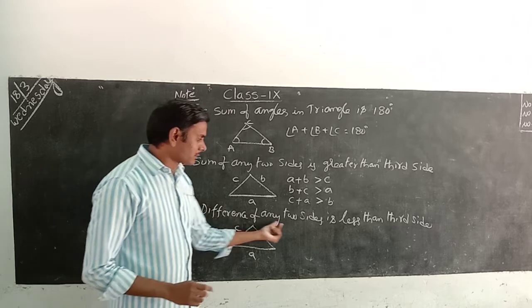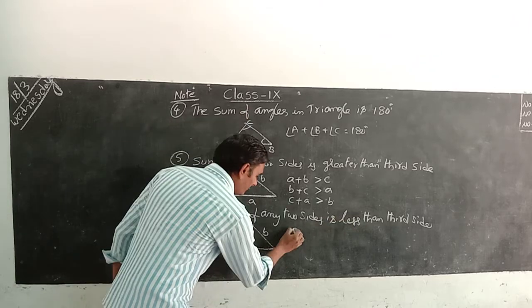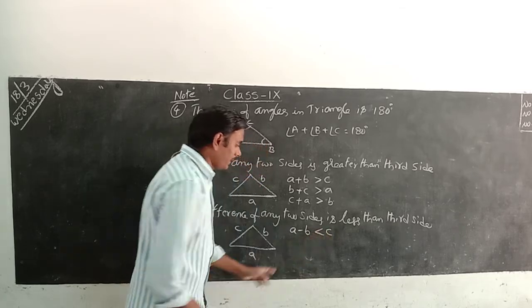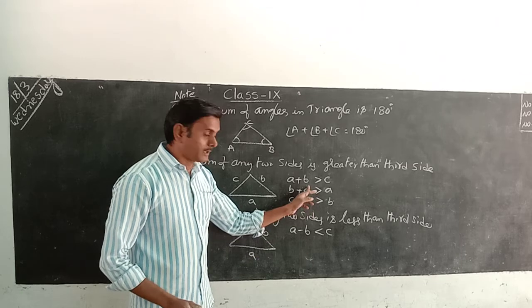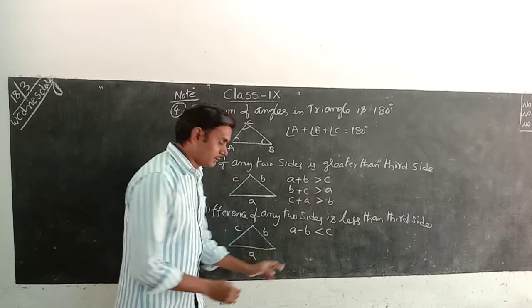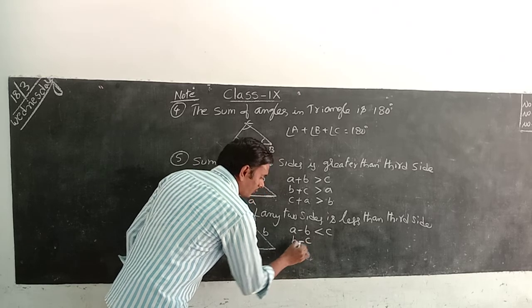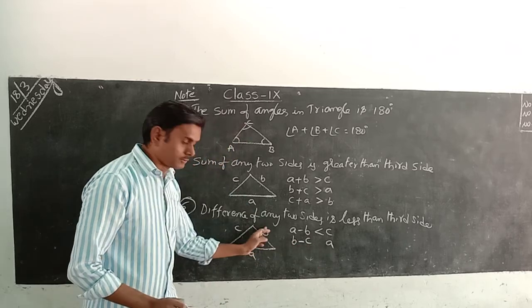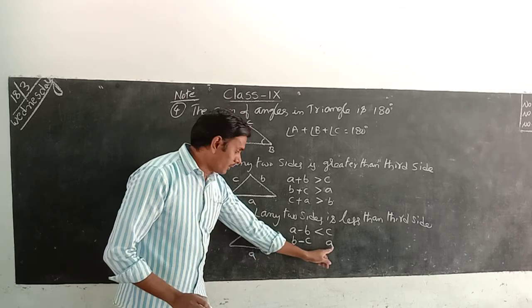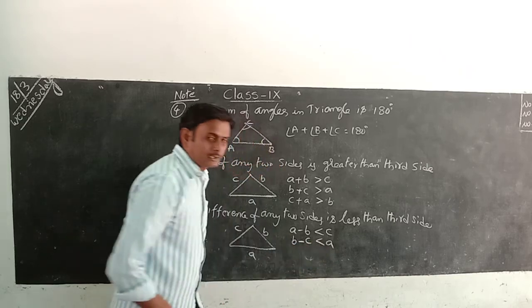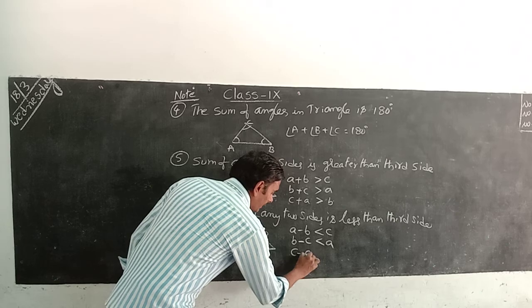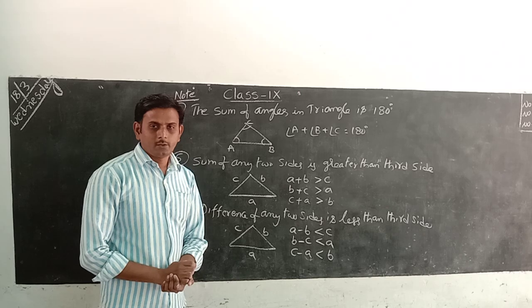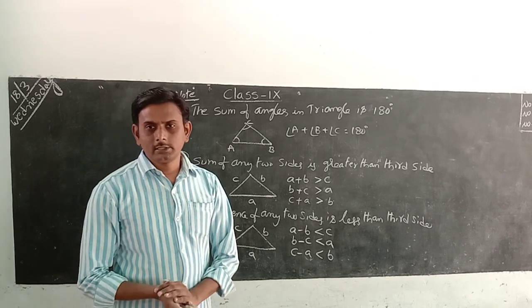Difference of any two sides. What is the condition here? Difference of any two sides is less than third side. That means you take A minus B and compare with C. Then it should be smaller. Difference is smaller. Here sum is bigger, here difference is small. If you take B, C sides, note the difference and compare with A. You have to use three letters only; we already used B, C, so compare with A. Then we will get the difference is smaller. Next, C minus A less than B. The difference of any two sides is less than third side. Okay, the remaining we can discuss in a later class.